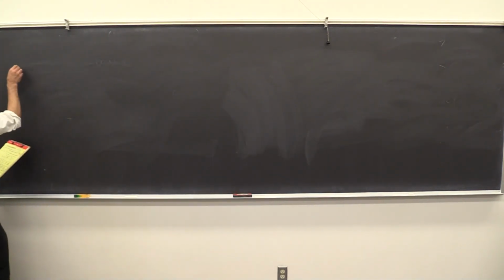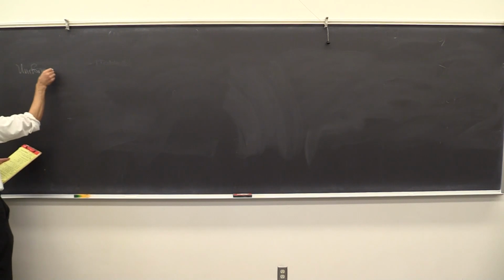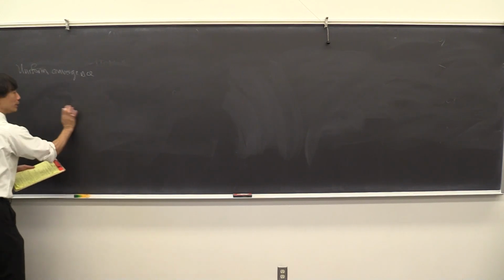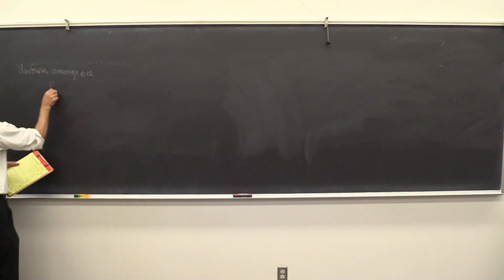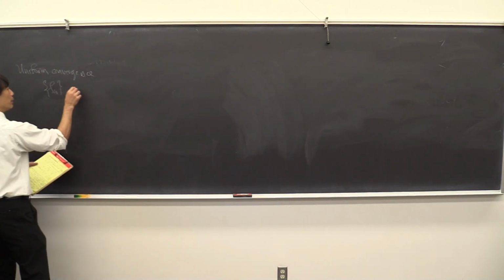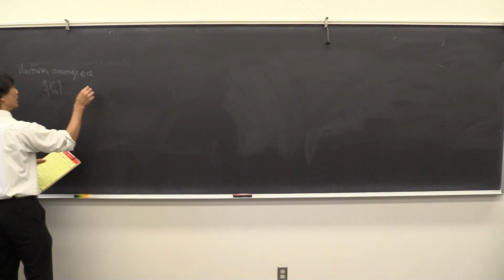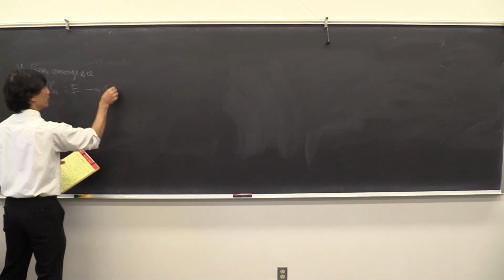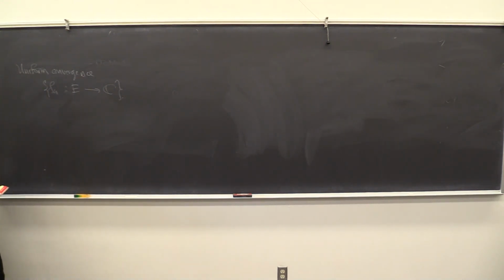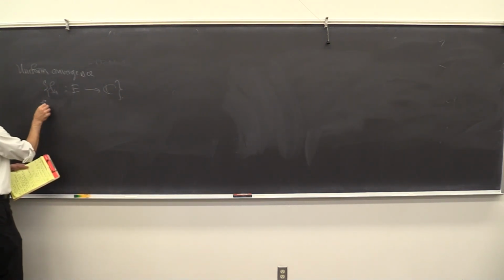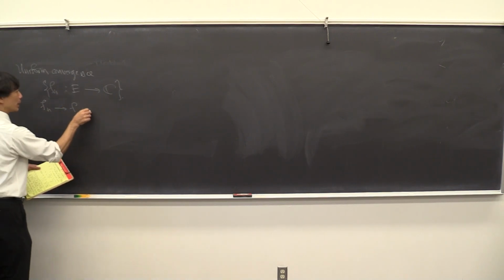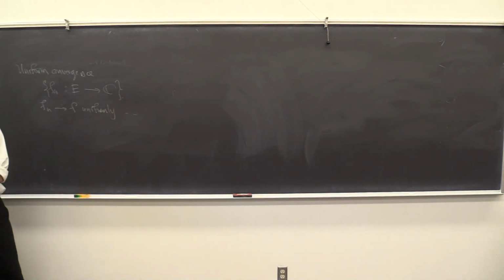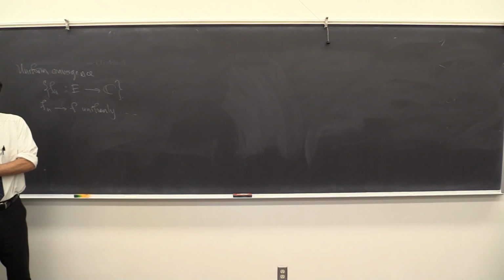So the first is uniform convergence. You have a bunch of functions, and let's say they're all on some set, complex valued functions. We say that f sub n converges to f uniformly. What does that mean? Can anybody remind us what uniform convergence is? Anybody remember?